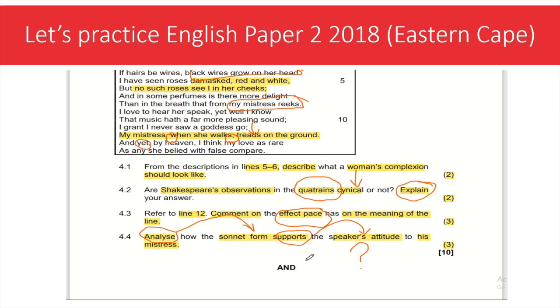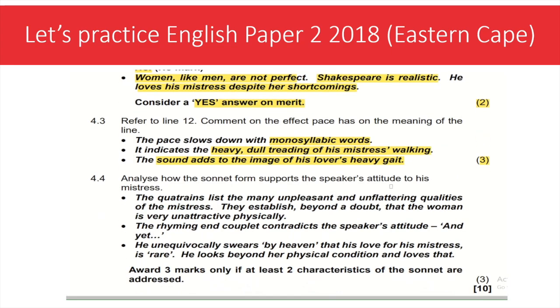All right, so sonnet form, let's think about it. The 14 lines, 3 quatrains, the rhyming couplet, and then, of course, your volta. So you need to discuss all of those things in conjunction. You need to talk about the form of the sonnet, you need to speak about the attitude of Shakespeare, and then you need to say how this form of the sonnet supports the attitude. So let's have a look at the memo.